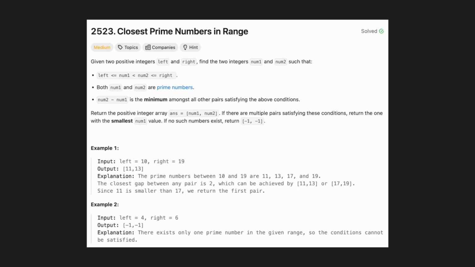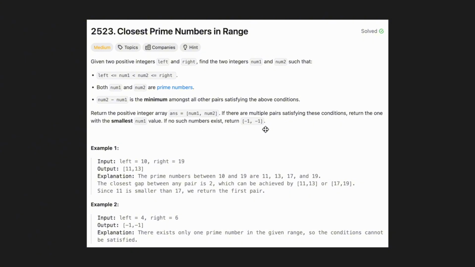Today we are solving Closest Prime Numbers in Range. So the problem is basically saying that we are given two positive integers, left and right, and we want to find the minimum difference among the two prime numbers that are in the range of left and right. So if we look at this example, 11 and 13 only have a difference of 2 and they are both prime numbers, so that is the minimum difference in the range from 10 to 19, so we will return 11 and 13. And if we look at this example, it doesn't have a pair of two prime numbers, so we just return -1 and -1 as said right over here.